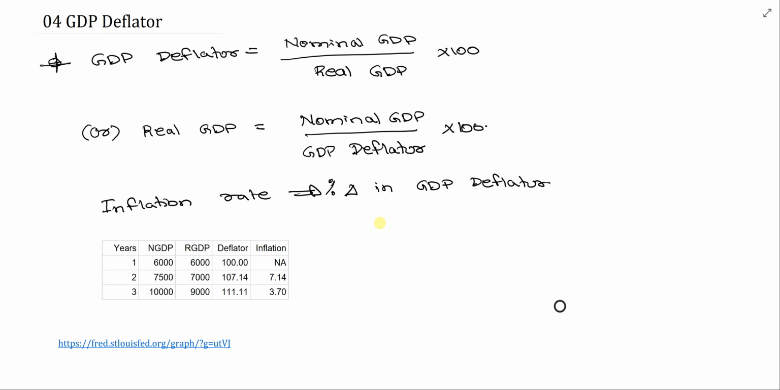Why overall? Because we are using this term called GDP, and GDP is about the market value of all final goods and services that we produced in a country. So we are talking of everything that we are producing.